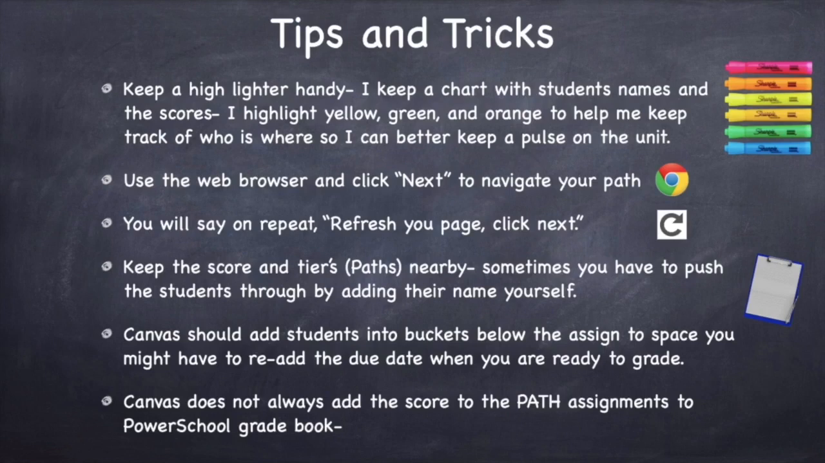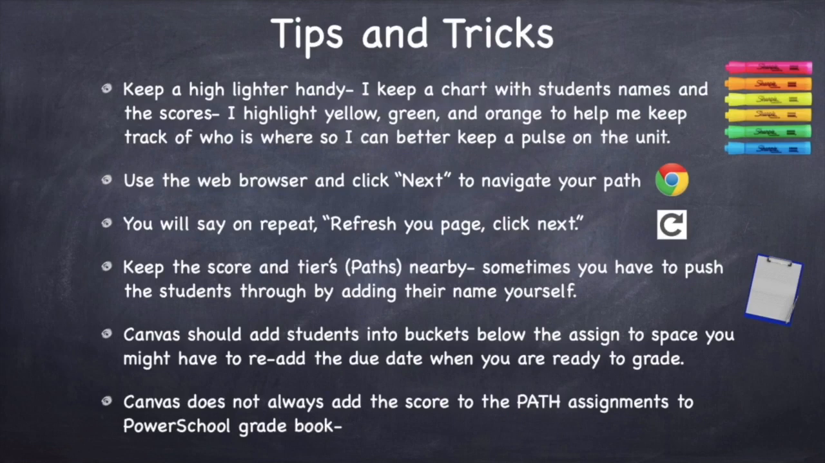Sometimes, and it's very rare, it's not been a whole lot of times, but sometimes my path will glitch and I have to be ready to type the kid's name in to help keep my class flowing. So I encourage you to keep the scores nearby your computer screen with your different pathways pulled up, so that way as soon as a student gets their score, if it doesn't push them through after like 5 refreshes, be ready to type their name in under the assign to spot so that they can keep moving down their path.